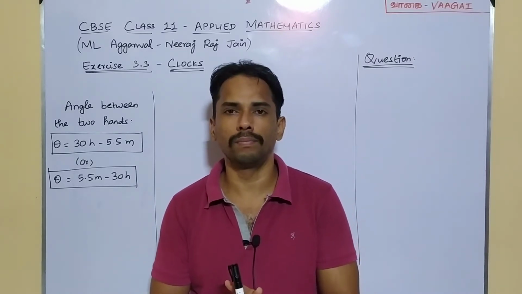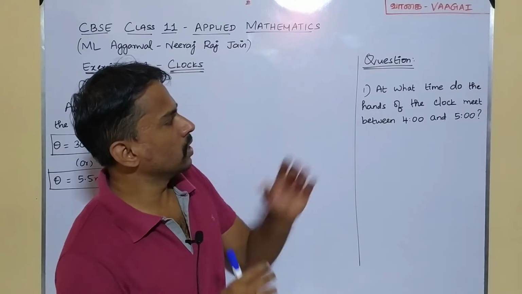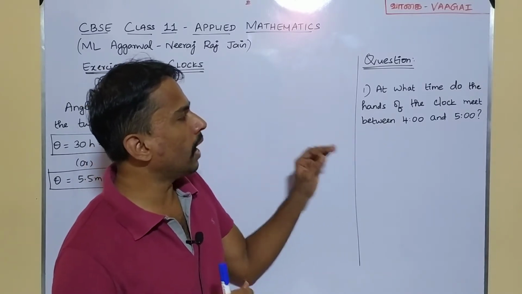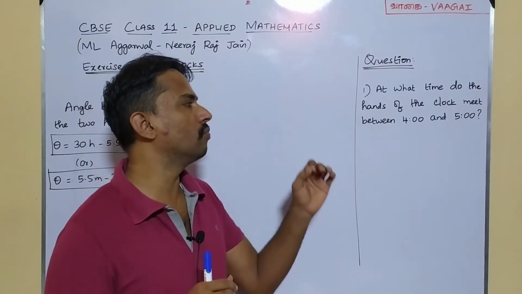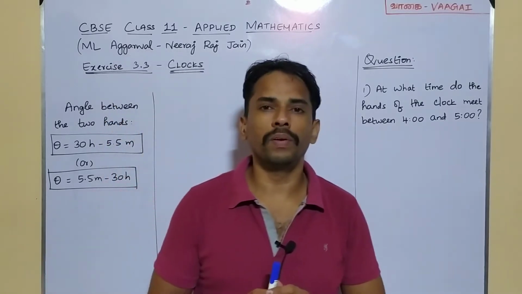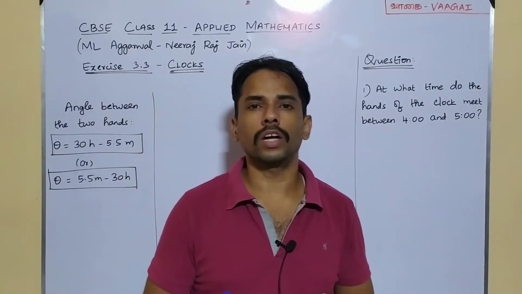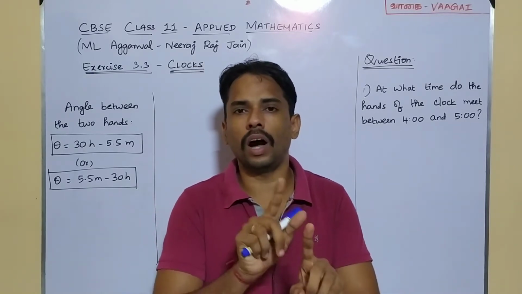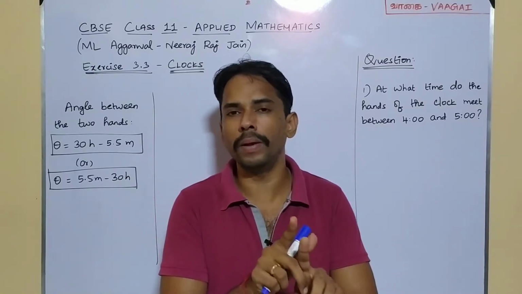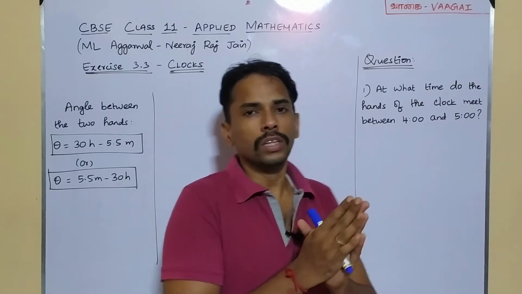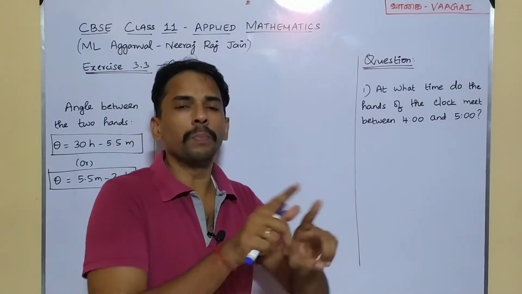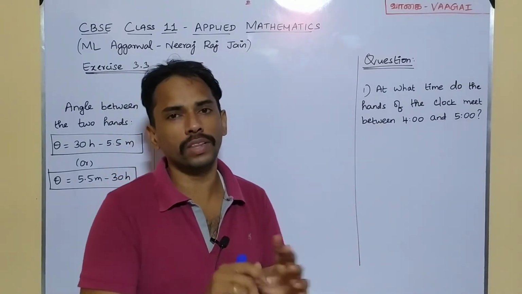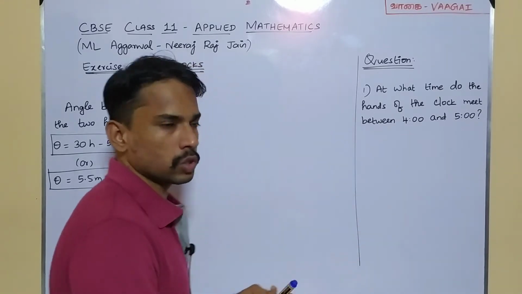Starting from the first question: at what time do the hands of the clock meet between 4 and 5? So between 4 o'clock and 5 o'clock, we are asked to find exactly at what time the two hands, the hour hand and the minute hand, will meet. This question is based on hands meeting or hands coinciding with each other.